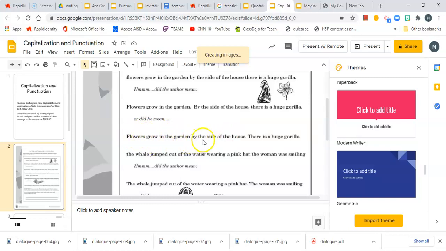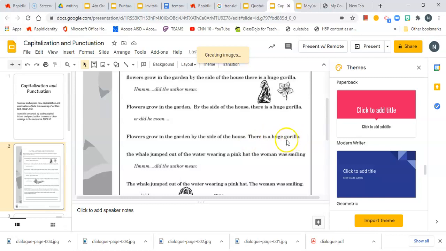Flowers grow in the garden by the side of the house. Period. There is a huge gorilla. I think that could work because the flowers grow in the garden, and the garden could be at the side of the house. So that's one. I think that would make sense. So there's a period there. And if there's a period there, then I have to add, that's right, a capital letter to the next sentence. There is a huge gorilla.